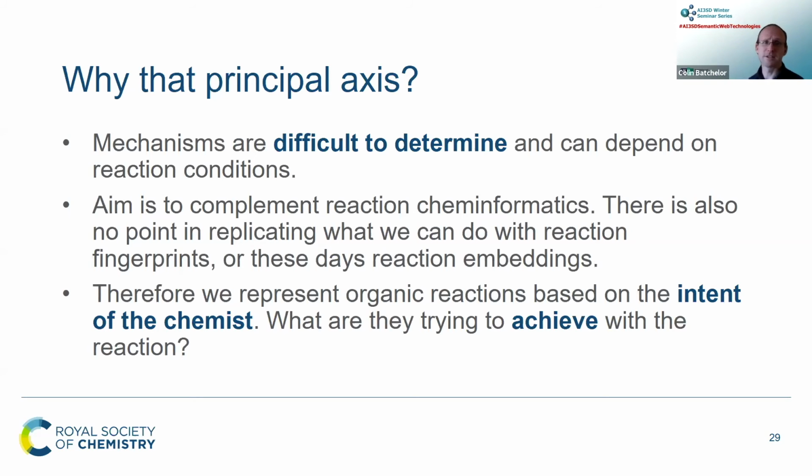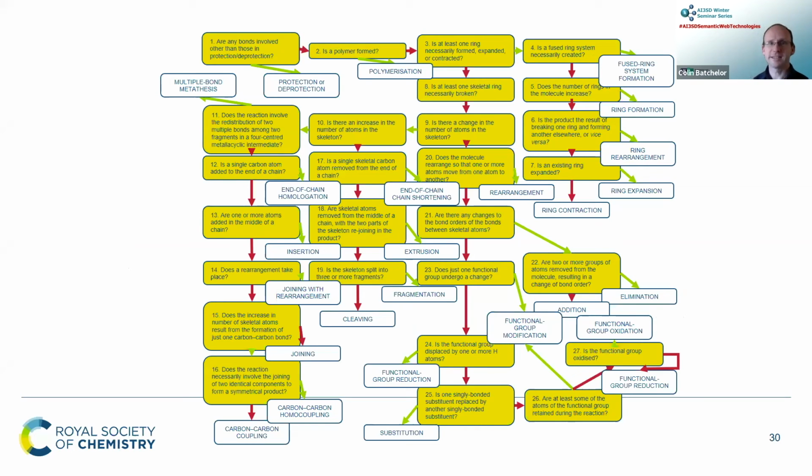Also, the aim is to complement reaction cheminformatics. It's a known thing. So if people are using reaction fingerprints to classify their reactions, there's no point in redoing that. And indeed, these days you get reaction embeddings. So we have a classification based on what the chemist is trying to do, and this involves looking at what the reactants are, looking at what the product is, and looking for what the difference between the two is.